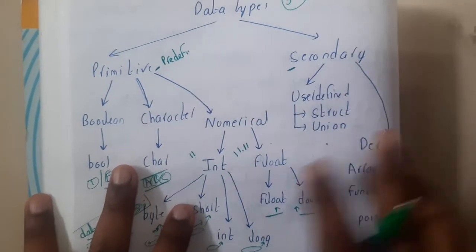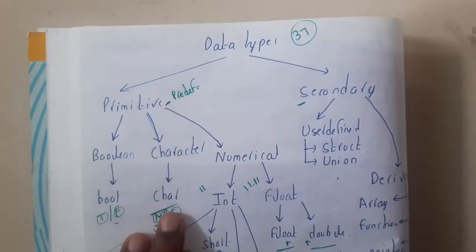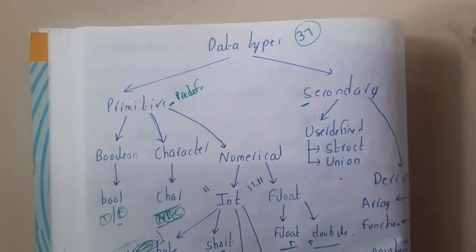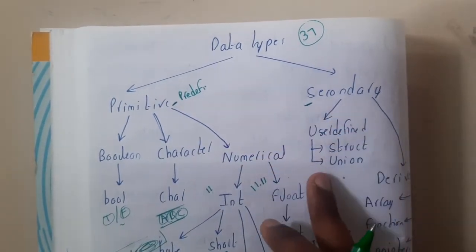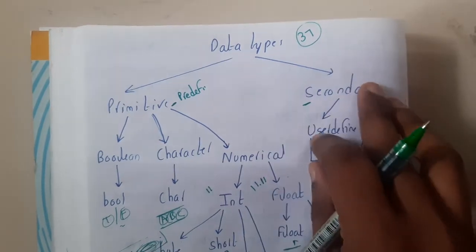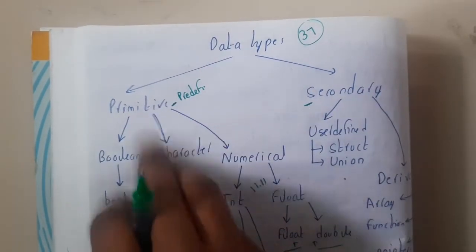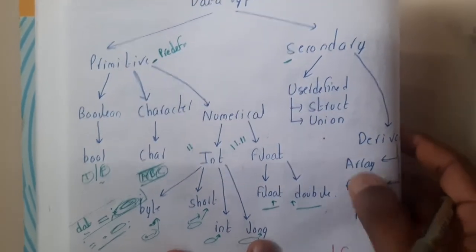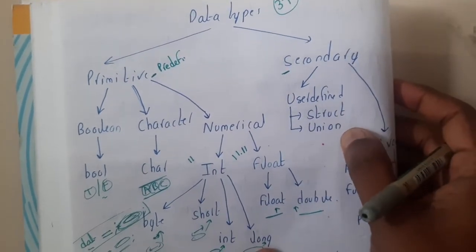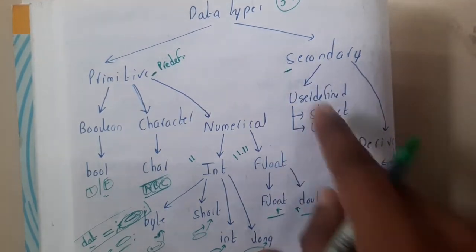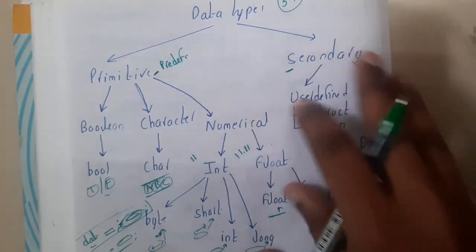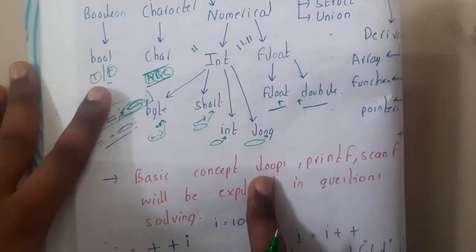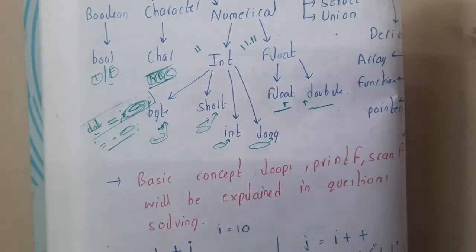The secondary, or non-primitive, types are completely user defined. We are going to create them with the help of these primitives. The best examples are arrays, functions, pointers, structures and unions. While we are discussing the previous year questions, I'll cover these topics. These are really easy. All the types of loops, printf, scanf and all those things will be explained while we are solving the questions.